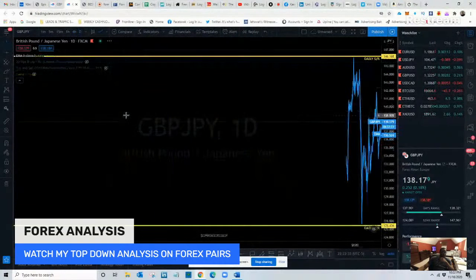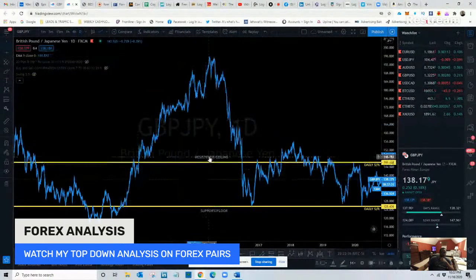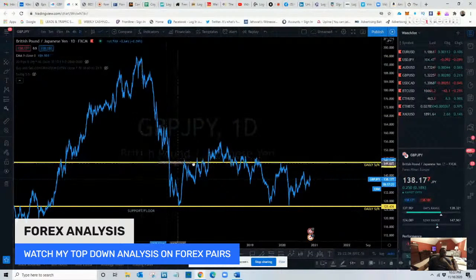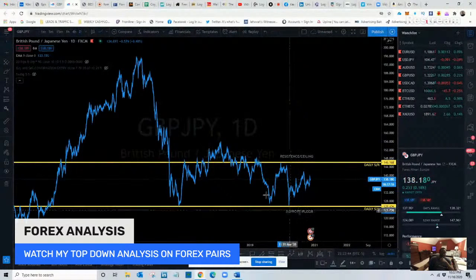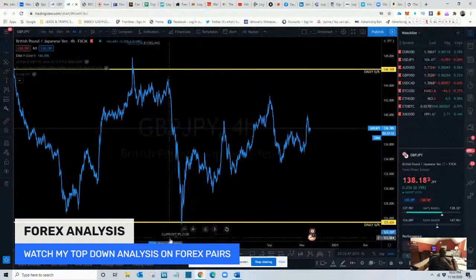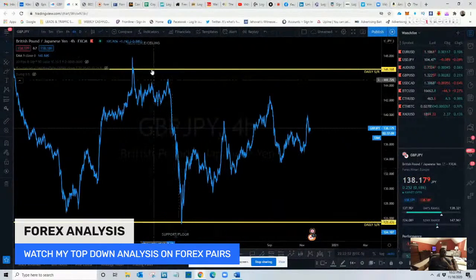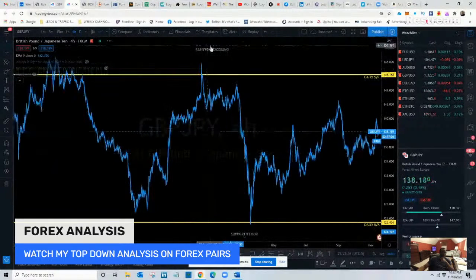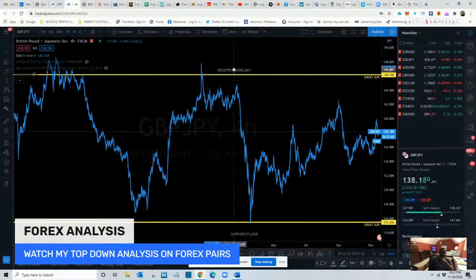Let me actually go back. I might move this over. And then when I switch to the 4, we can see this label, because I want to paint this picture. All right. So you see at the bottom here, it says support and floor. All right. And then there we go. Then at the top right here, we see resistance and ceiling.